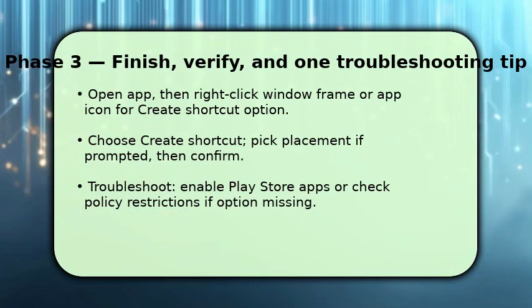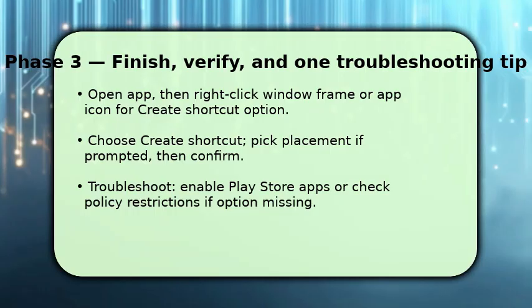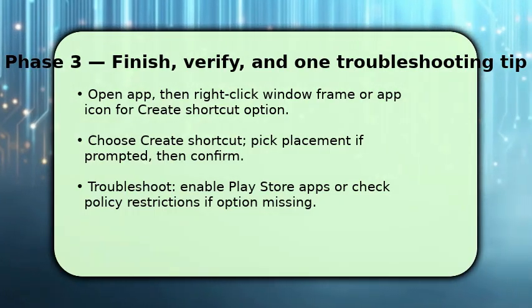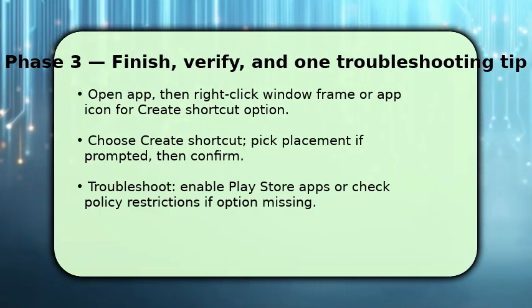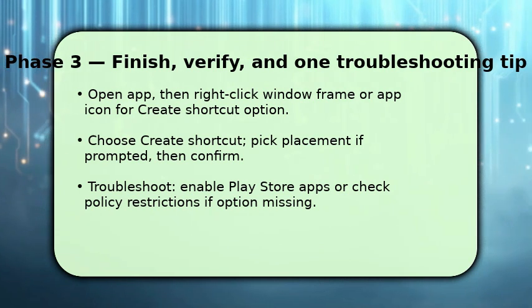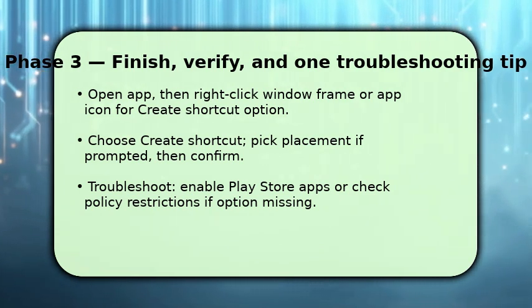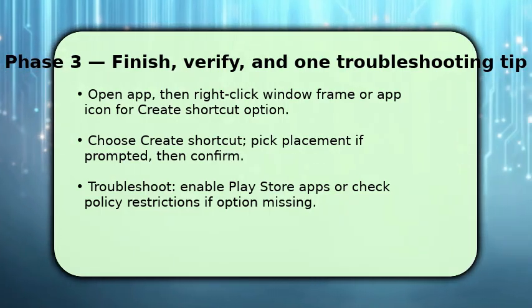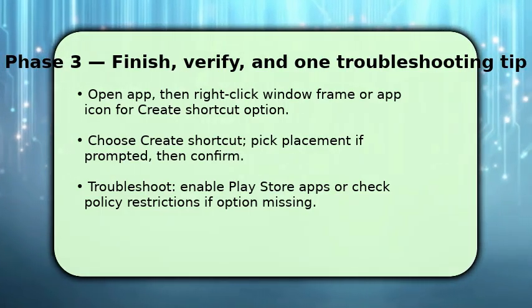To put a shortcut on the Chromebook desktop area, open the app, then right-click the app window frame or the app icon in the launcher to look for Create Shortcut. Select Create Shortcut, choose Desktop or Shelf if prompted, and confirm. The shortcut appears immediately. If you don't see Create Shortcut, make sure Play Store apps are enabled and that enterprise or family policies aren't blocking shortcuts.